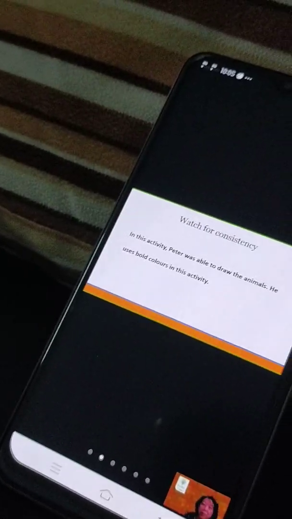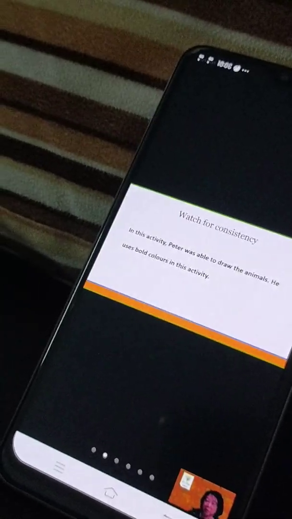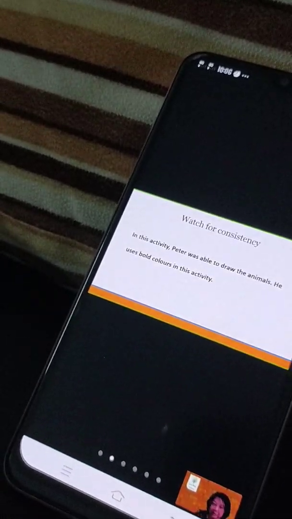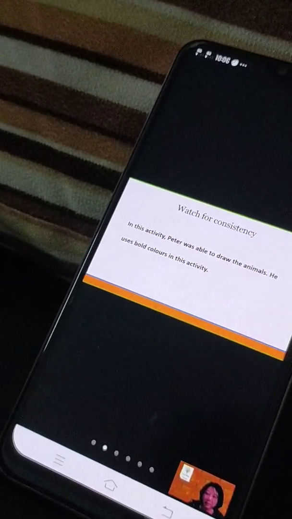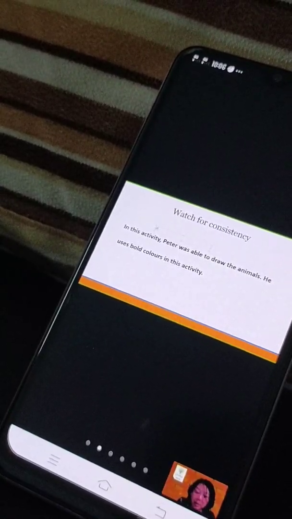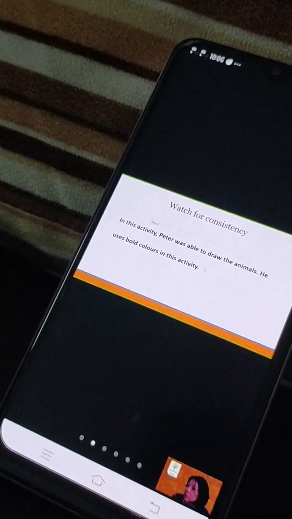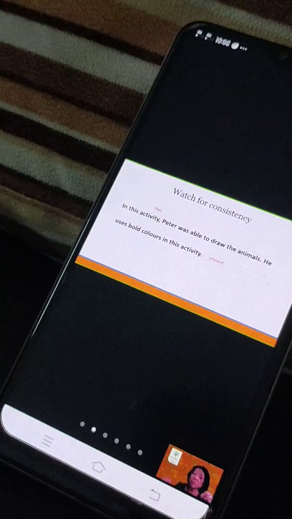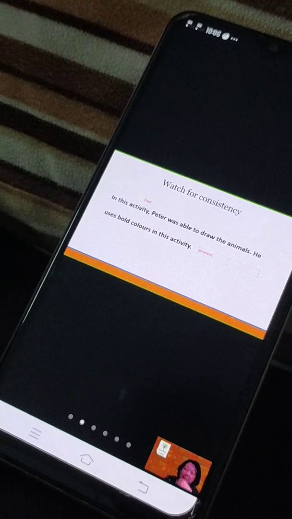Look at this one. In this activity, Peter was able to draw the animals. He uses bold colors in this activity. So the first sentence is what tense? Past. Right. The second sentence? Present. So both sentences are correct grammatically, but the first is past tense and the second is present tense, although you're still talking about the same activity. So watch for consistency. If you started with past, keep it in the past.